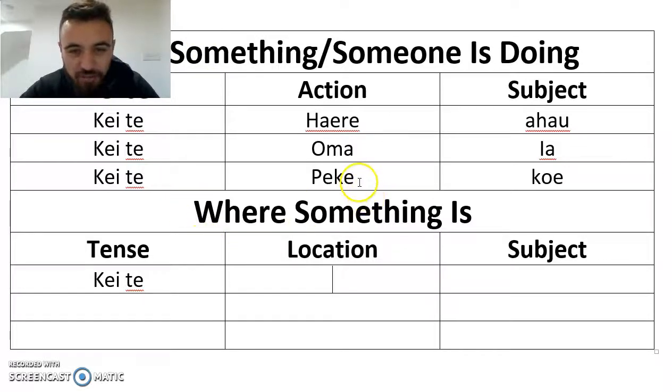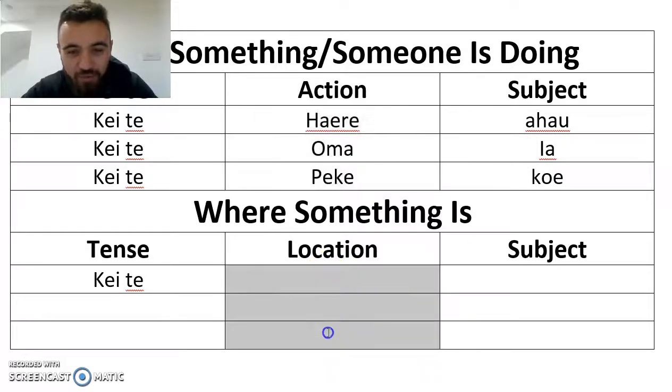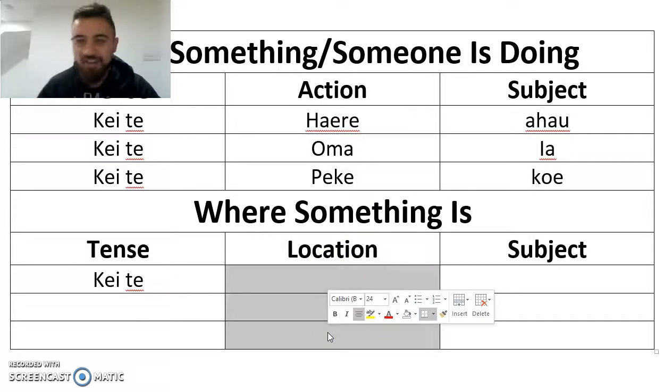So important to note that the second part of the sentence here is an action. So it's like a verb, it's a doing word. Whereas down here, we're going to look at words that are nouns. They're physical things.